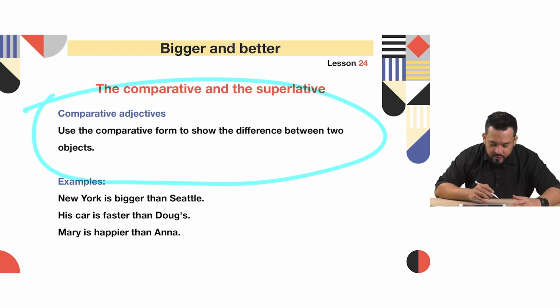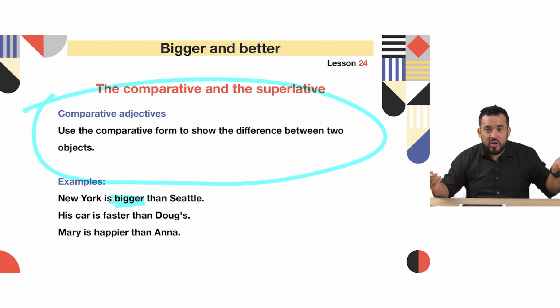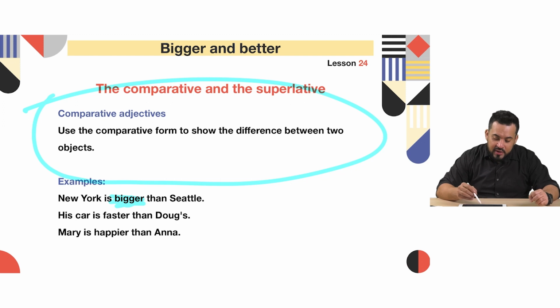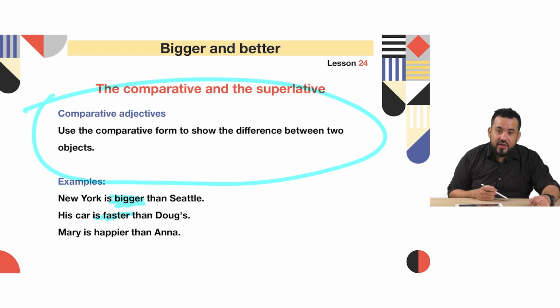Let's take a look. New York is bigger than Seattle. So here we compare New York and Seattle, and we're stating that New York is bigger. The first comparative adjective ending is ER. We add ER when we're comparing two things. His car is faster than dogs.